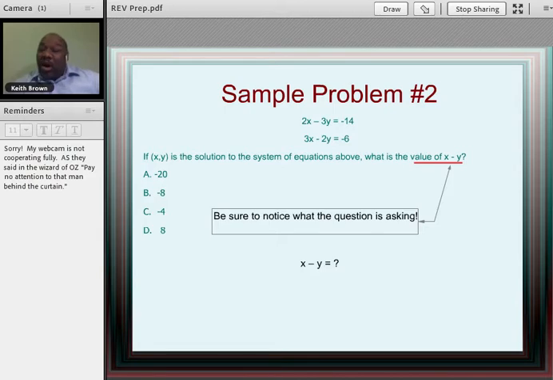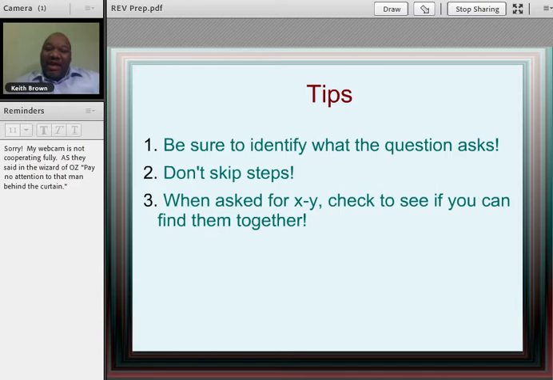Most students will go on autopilot and find x and y individually, substitute those values in, and find x minus y. However, whenever you've been asked to find x minus y, you would be best to see if you can find them together. And that is tip number 3. When asked for x minus y, check to see if you can find them together.